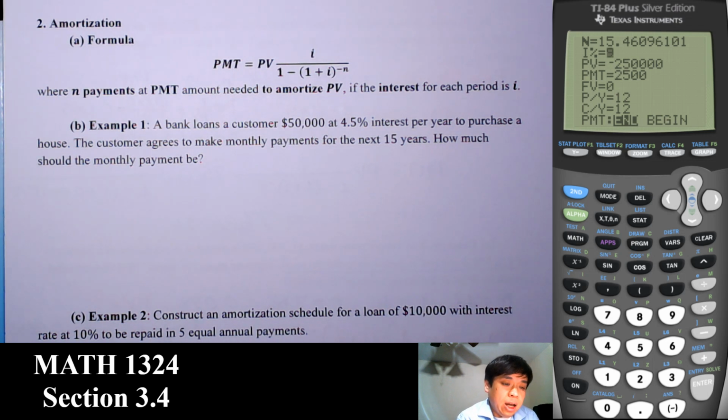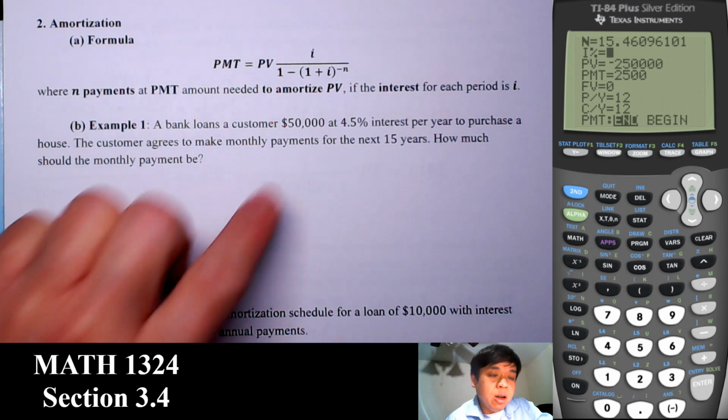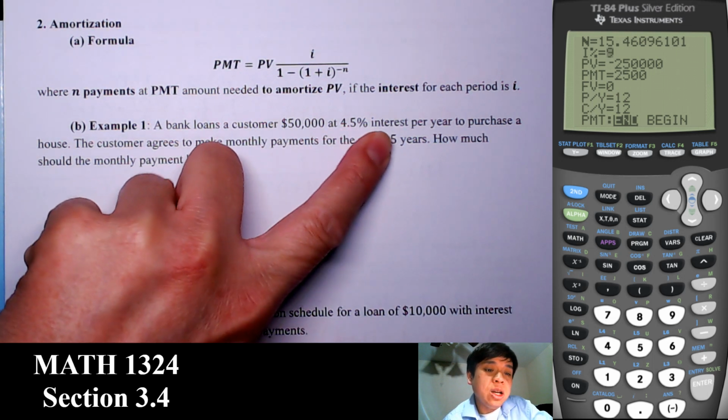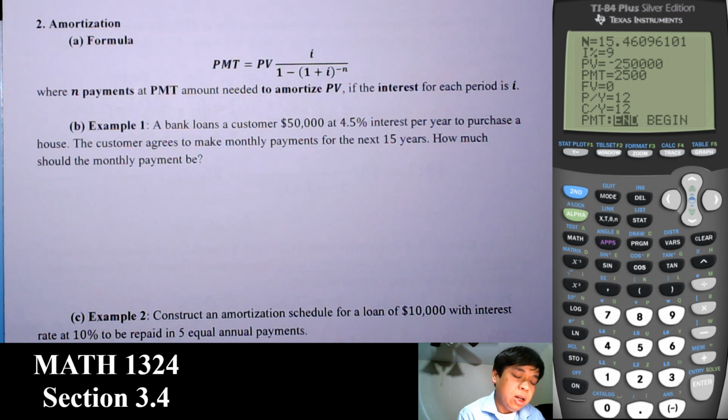So let's say a bank loans 50,000 at 4.5% interest per year to purchase a house. The customer agreed to make monthly payments for the next 15 years. How much should the monthly payment be? So again, if we ask for the middle three, present value, payment, or future value, there's a formula for it. Unless we ask for time or rate, then we rely on the app.